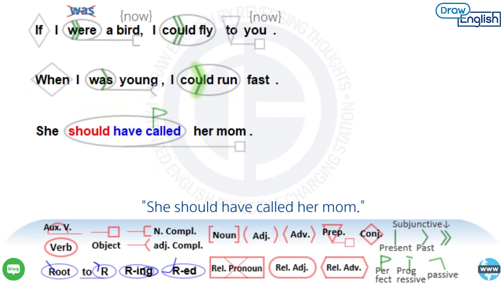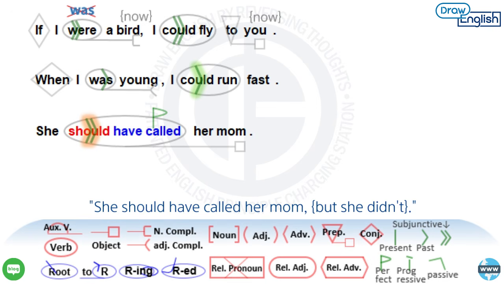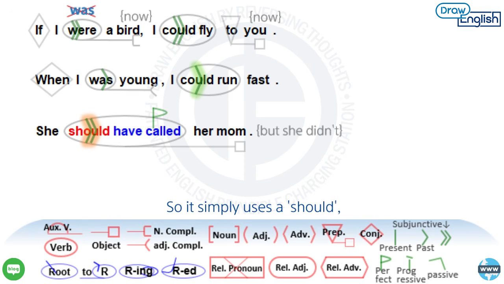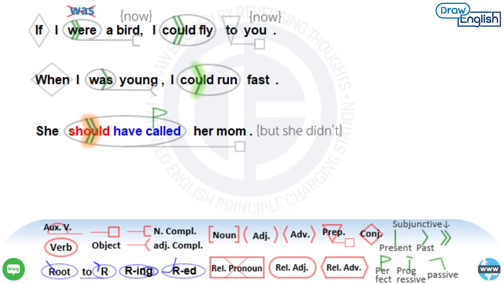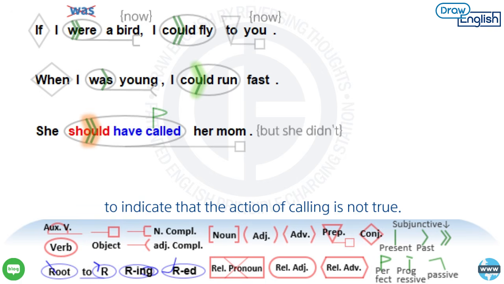She should have called her mom. Did you draw one symbol or two? You should draw two symbols here, right? This sentence more specifically means she should have called her mom, but she didn't. So it simply uses "should," which is one step ahead of the auxiliary verb "shall," to indicate that the action of calling is not true.